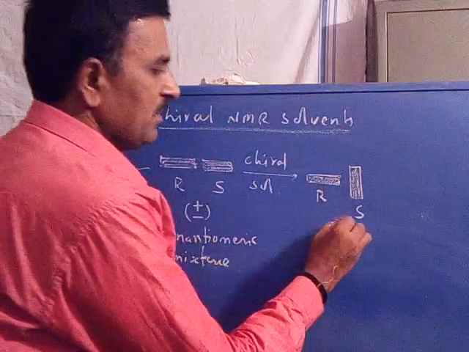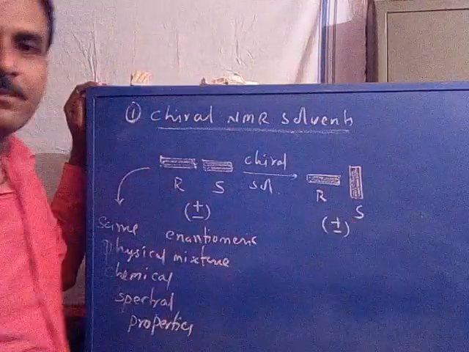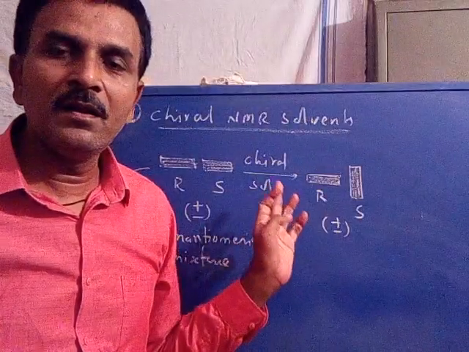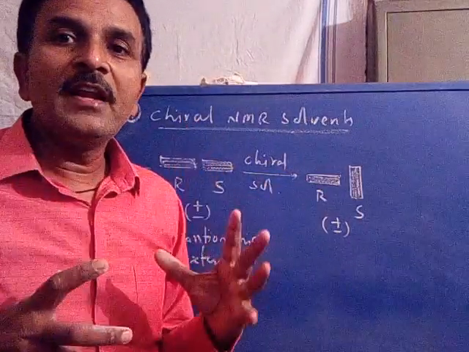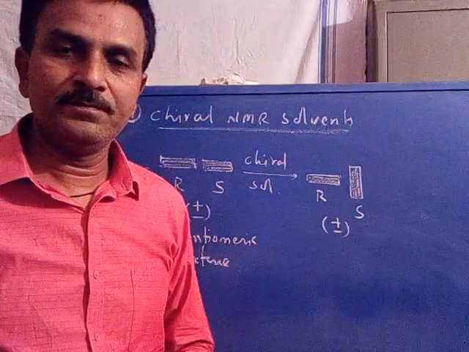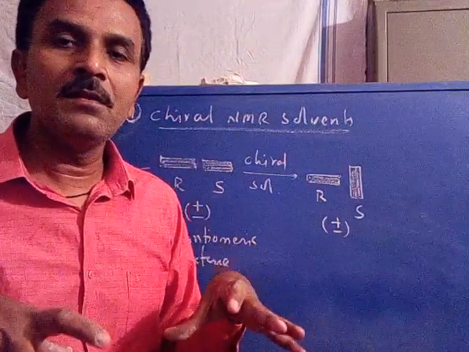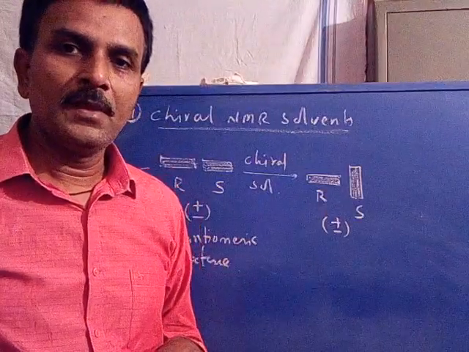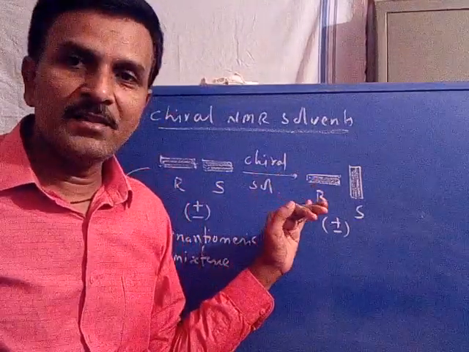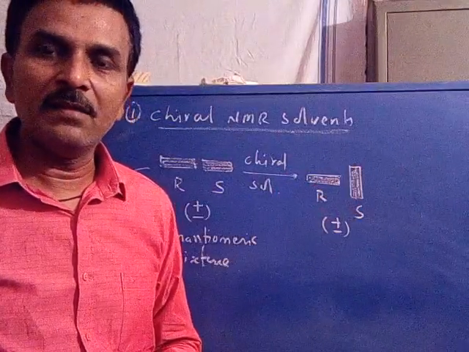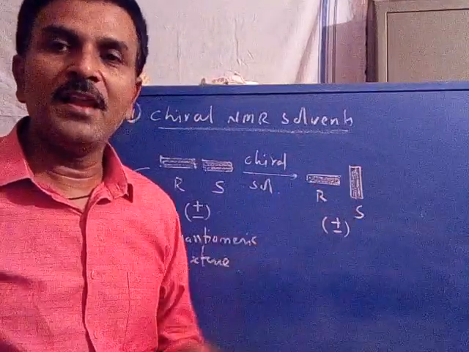S isomer, this is an enantiomeric pair. A simple principle is involved in the presence of chiral solvent. The orientation of S isomer and R isomer is different. Their situation in the presence of chiral solvent is different. One may be oriented, say, horizontally, the other may be oriented vertically. Is it clear? So this is the effect of chiral solvent.